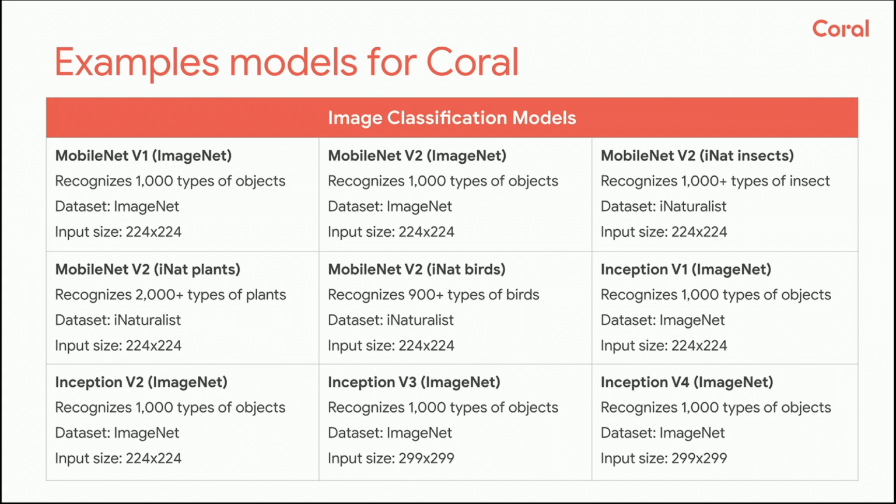We support pretty much all the popular image classification models from MobileNet to Inception, and the different versions of MobileNet, different versions of Inception. The difference between them is the type of objects they are able to identify. For example, if you want to develop an application to tell the difference between different birds or different plants, you will pick the corresponding model to use. OK, with that, let me run a couple of demos for you.